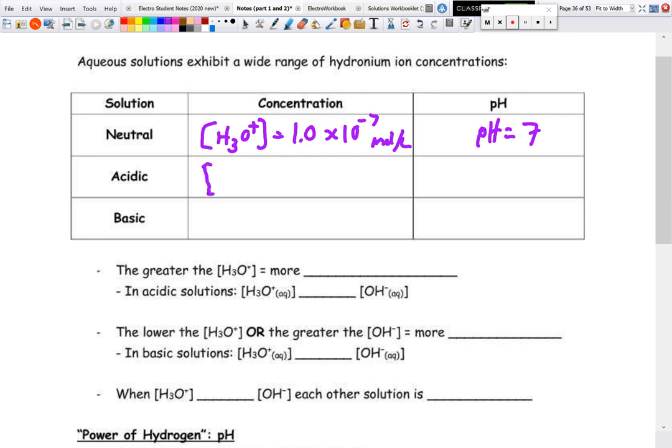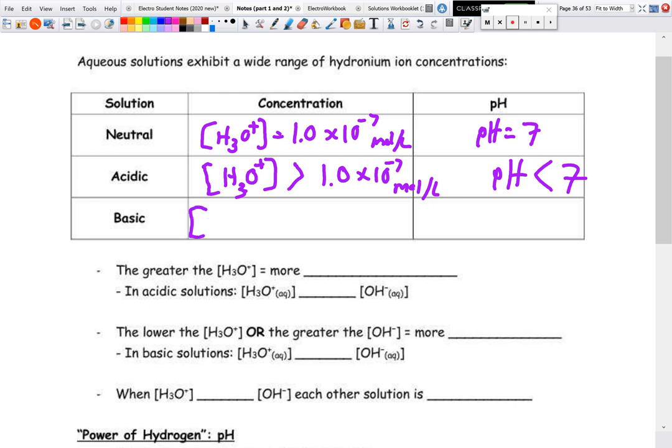So for an acid right now, we have another way to tell if something is an acid, because if an acid is going to increase the concentration of hydronium, that means the concentration of hydronium for an acid is going to be greater than 1.0 times 10 to the negative 7 moles per liter. And also from our previous page, the pH is less than 7. All right, so these are two definitions of an acid.